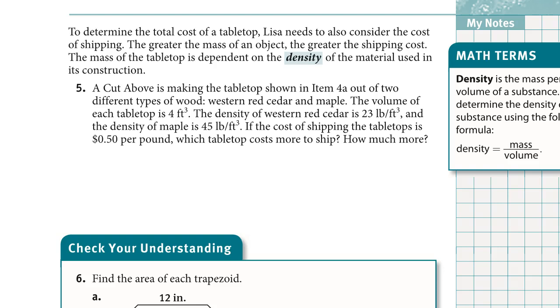Remember, in this lesson, we've been using the real-life scenario of a company that creates tabletops, and they've been calculating the cost of those tabletops based on the area of the tabletop. Now let's consider the cost of shipping for the company. The cost to ship an item often depends upon the mass of the item, how much it weighs. Mass of an item depends upon the density of the material used to construct the item.